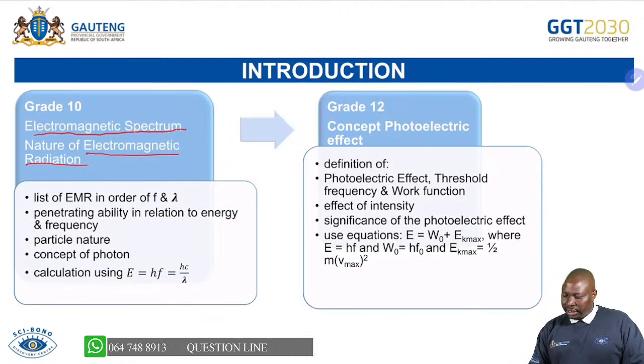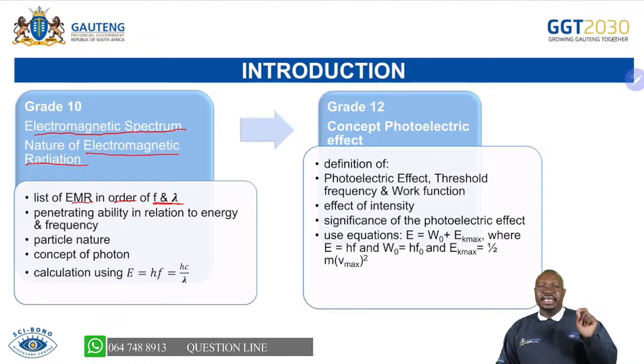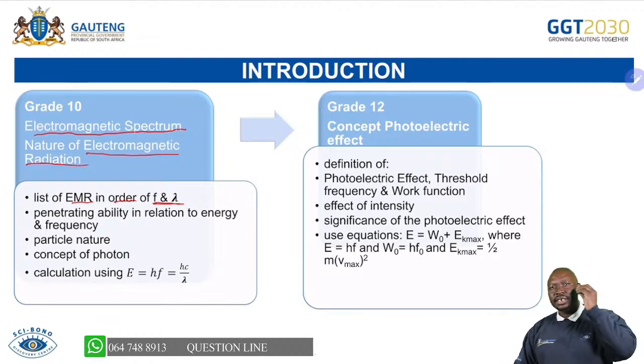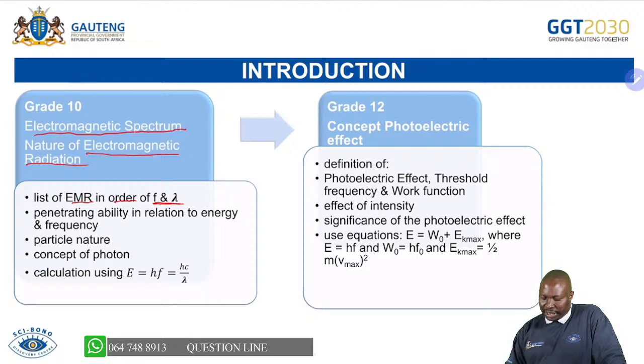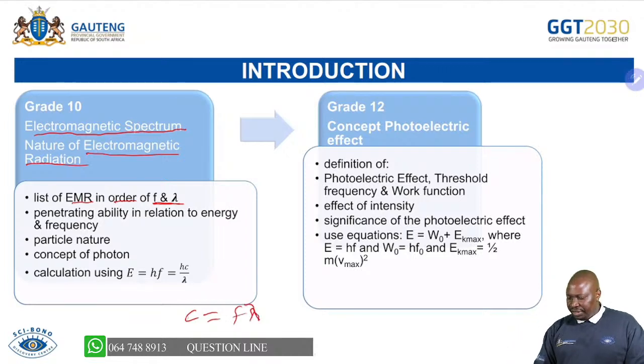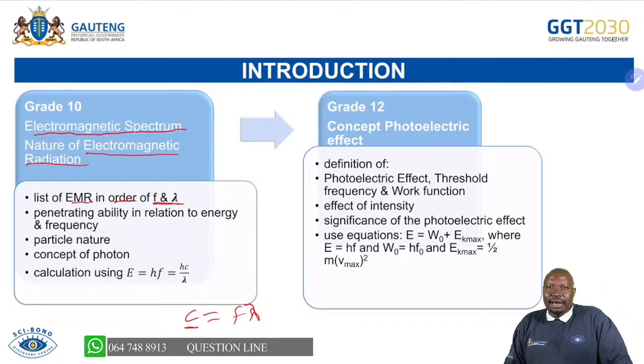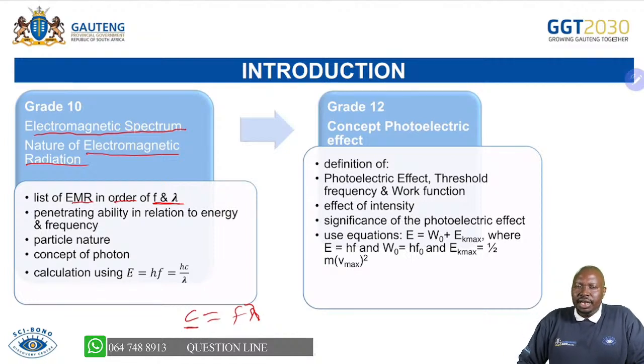These electromagnetic radiations were put in order of frequency and wavelength. Always remember the relationship between frequency and wavelength. I would like to start with that: from the equation c equals f lambda, you are able to see the relationship, where c stands for the speed of light. Remember, the speed of light is 3 times 10 to the power of 8 meters per second, or you can just say 300 million meters per second. That is the speed of light.